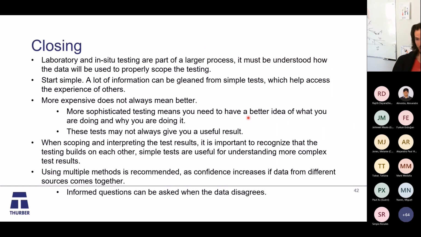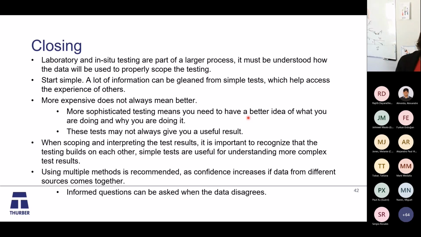And in closing, lab and in-situ testing are part of a larger process. You need to understand how the data is going to be used to properly scope the testing. And I encourage people to start simple. Same with modeling. Start simple. We can gain a lot of information from simple tests using simple models, simple labs, simple in-situ investigation. It helps us access the experience of others. Those tests are more common. You're going to get more correlations. So you start there and you start building.